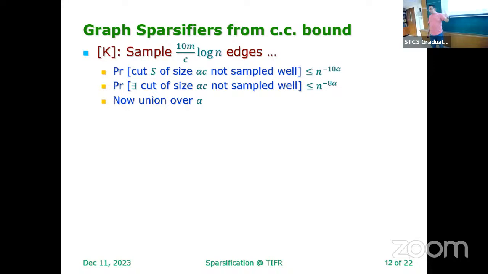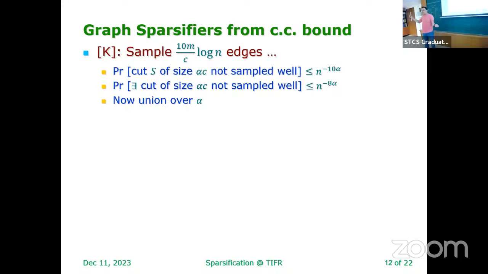And so the probability, but then the number of cuts that you have to take a union bound over of size exactly alpha C is at most n to the 2 alpha. So the probability that there exists a cut of size alpha times C is this n to the minus 8 alpha, still pretty small. And now that's small enough that you can do union bound over all alpha from 1 to n. So this gives a very simple application which gives a counting bound, but it's not the optimal answer.